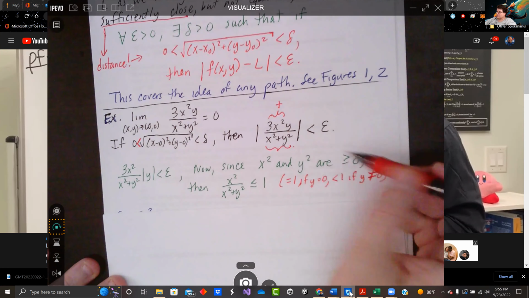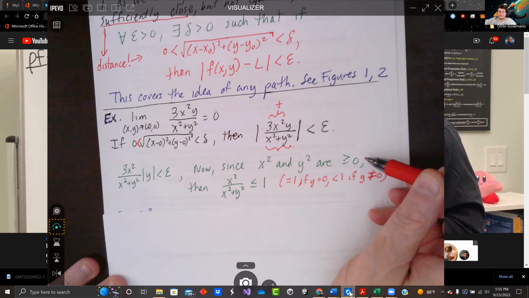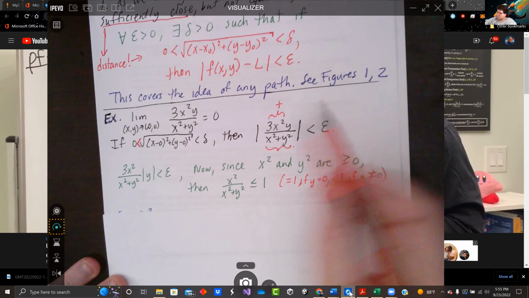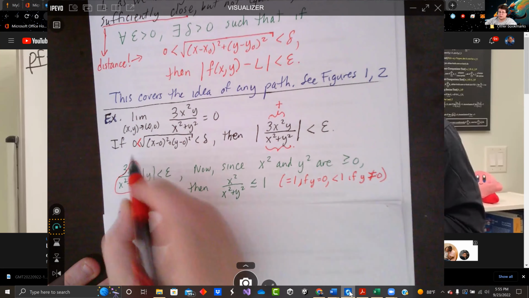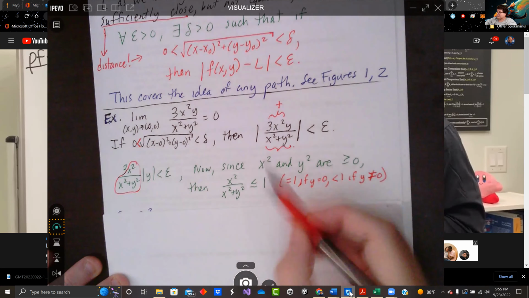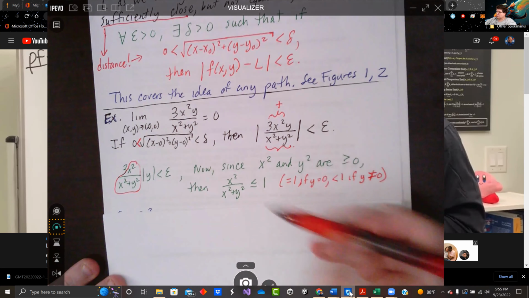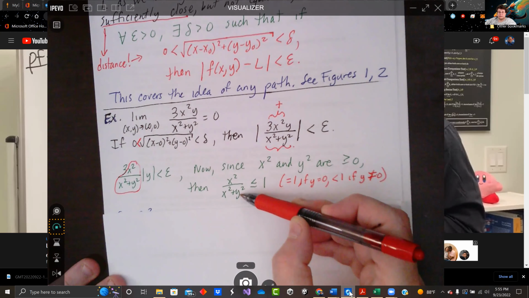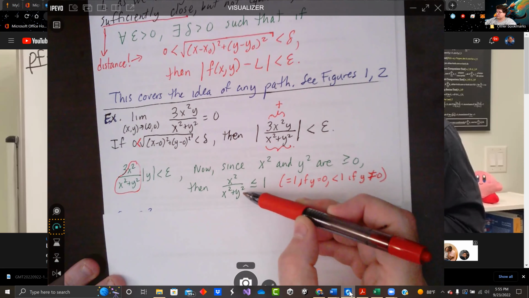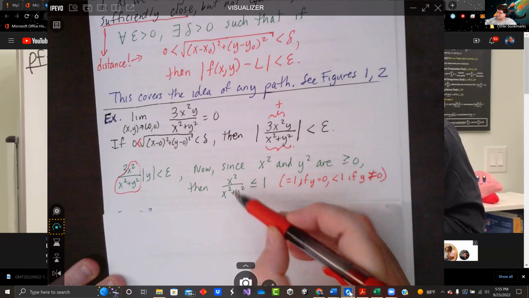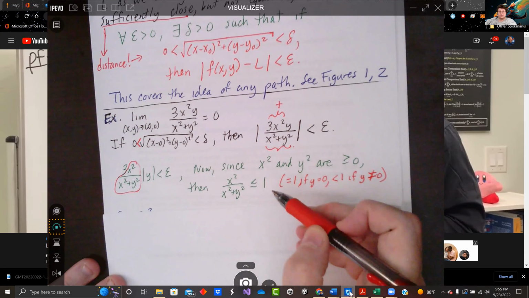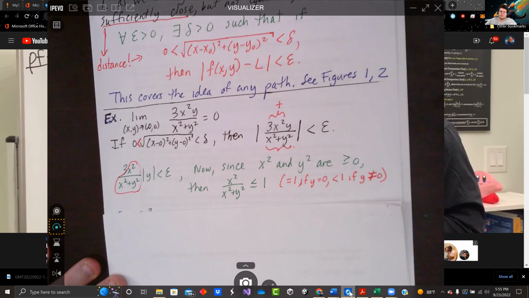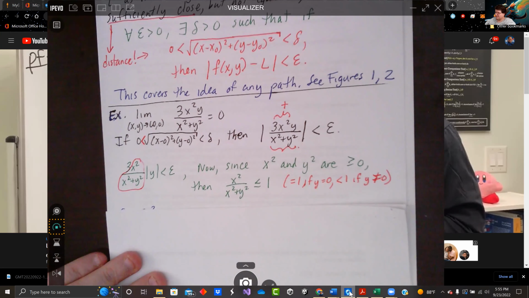Since x squared and y squared are both greater than or equal to 0, this portion right here without the 3, x squared over x squared plus y squared, has to be less than or equal to 1. It's equal to 1 if y squared equals 0, like y equals 0. And if y doesn't equal 0, the bottom is always going to be bigger than the top, and therefore the denominator is bigger than the numerator, and we have a fraction less than 1.